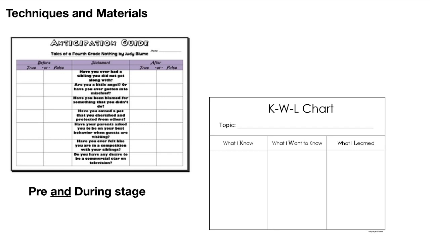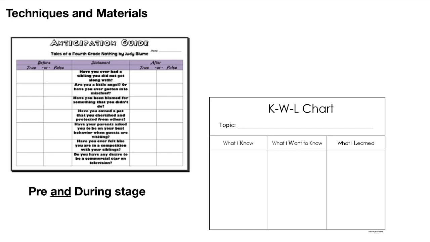Okay, we have some more examples here of different types of activities. These can be used in the pre and the during stage. The first one is an anticipation guide. You can see an example here. Anticipation guide is often true or false questions. It can be other types of questions like multiple choice.